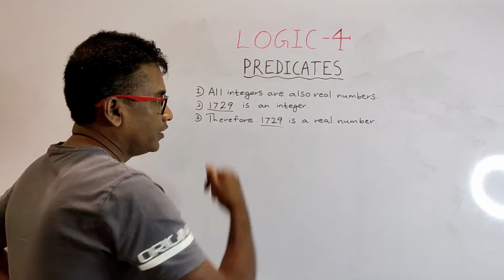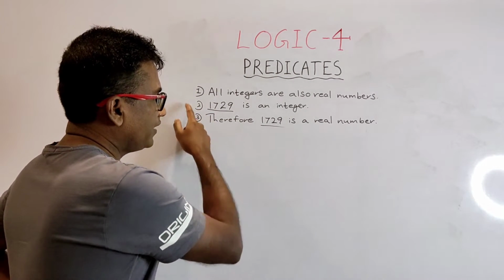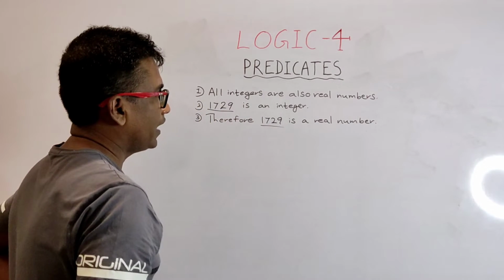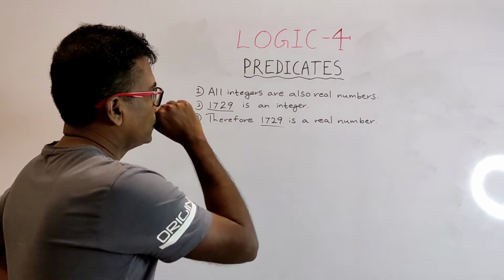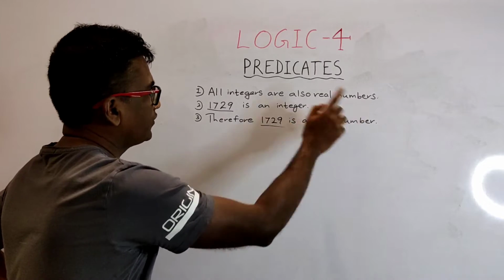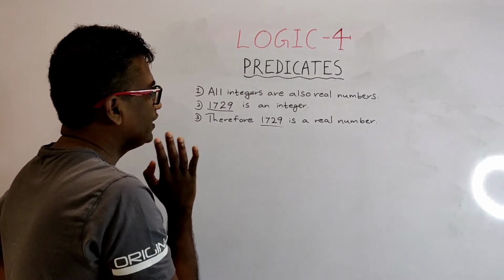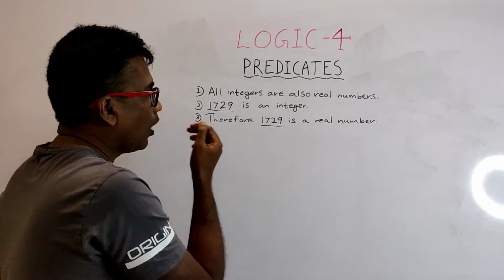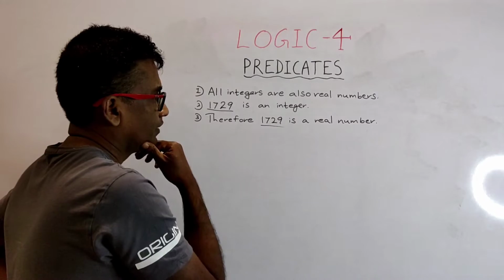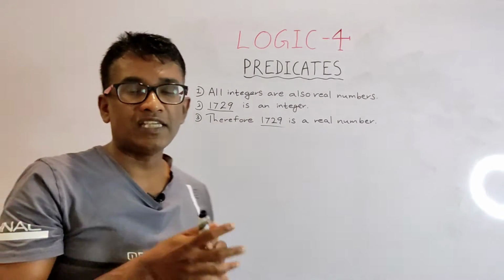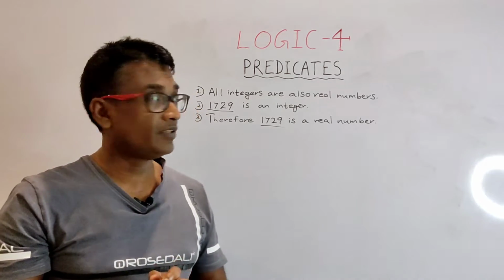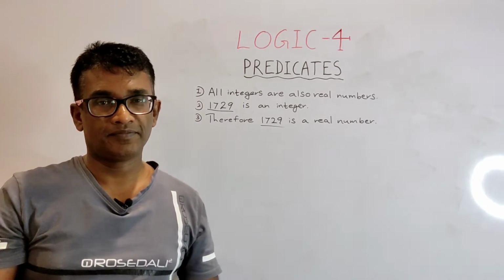Now, the second and the third propositions are talking about 1729. But the first proposition says nothing about 1729. It's talking about the set of all integers. How are we going to find a connection between the first and the second and the third propositions? That is where logic involving predicates comes to help. So, now we are going to see what a predicate is.